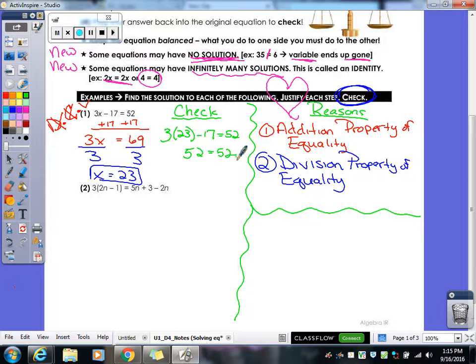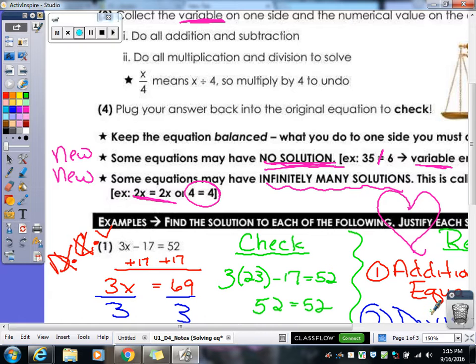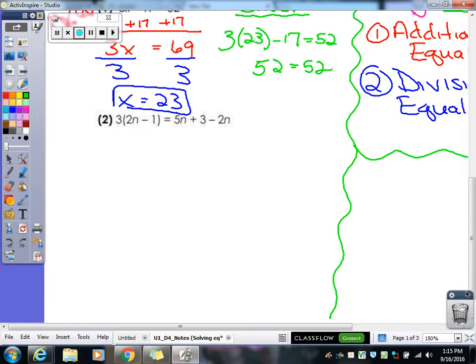Okay. All right, so I'm going to make this one bigger because there's a lot more work to the next one. Again, if we write our DCV over here, we're going to distribute first, then combine, and then find our variable. So when I distribute, 3 times 2 is 6n. 3 times -1 is -3, equals 5n plus 3 minus 2n.